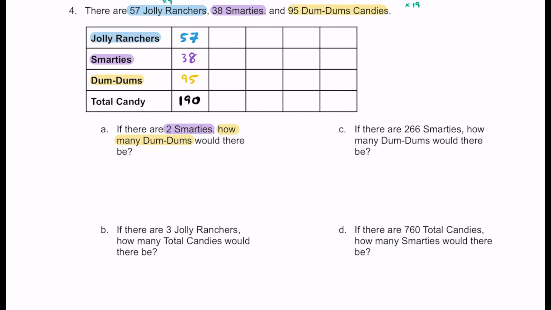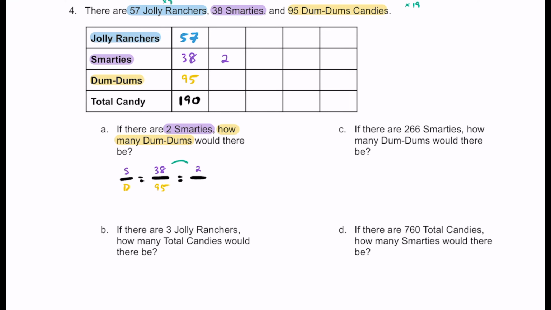All right, so for part A here, we're doing a ratio of Smarties to Dum Dums. If they said there's going to be 2 Smarties, let's go ahead and put 2 over here. Let's make a ratio. Let's do Smarties to Dum Dums. I'll do S on top, and then I'll put the D on bottom here. And then our original ratio of Smarties to Dum Dums was 38 to 95. So 38 would go on top, and then 95 would go on bottom.